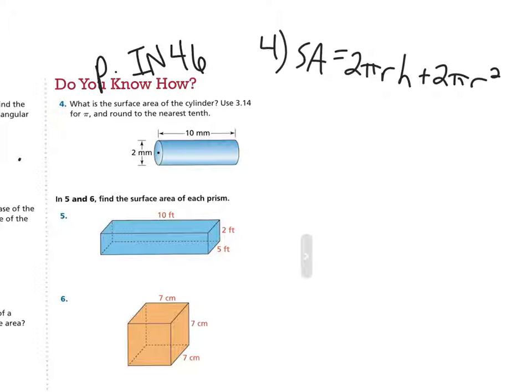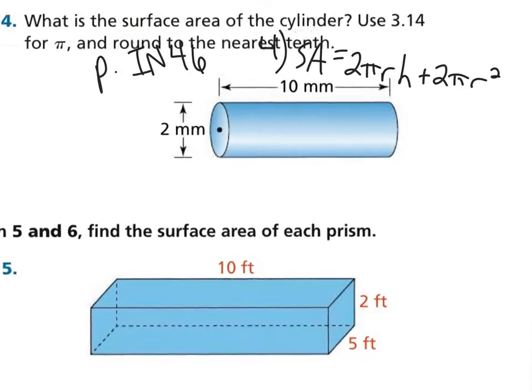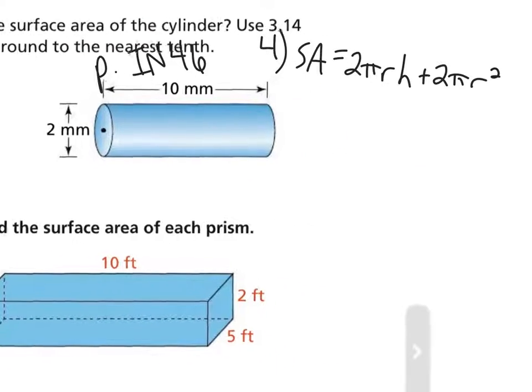So make sure, if it says R, you're putting in the radius. If it says D, make sure you put in diameter. This formula, we just have an R for radius, so we'll just be working with the radius for number 4. First of all, we need to get the radius. The 2 meters represents the diameter here.